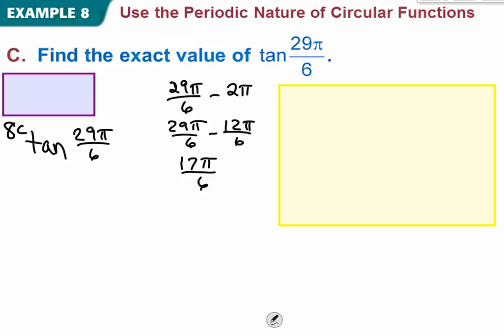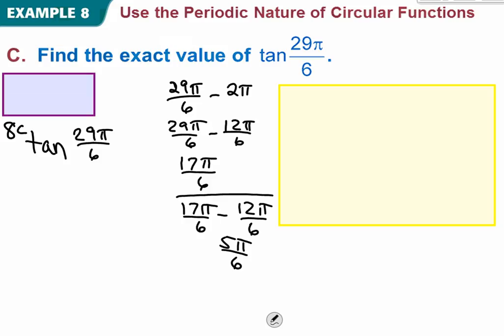So do you think, can I subtract off another 2 pi? Because that's 12 pi over 6. So I'll do that, 17 pi over 6 minus, and this time I will just write it as 12 pi over 6. What's 17 pi over 6 minus 12 pi over 6? 5 pi over 6.